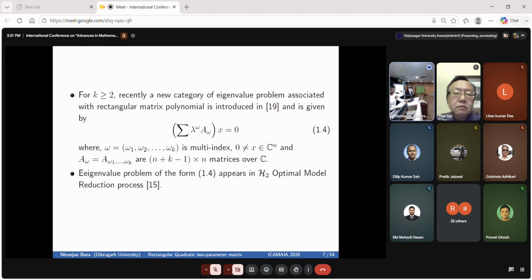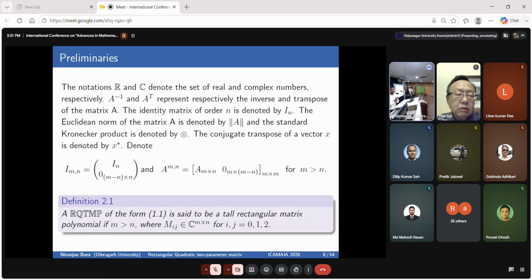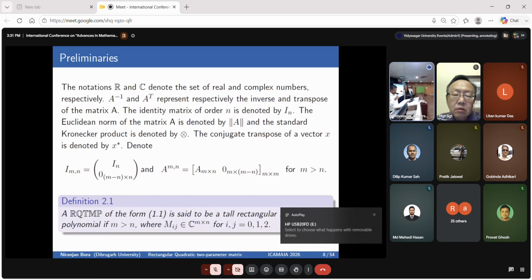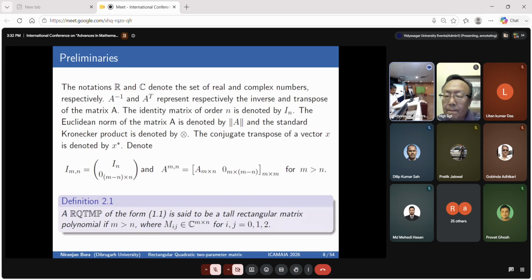So such type of problem appear in H-infinity optimal reduction model in dynamical system. These are some preliminary notations we will use. These are well-known notations. This Euclidean norm will be used in our further discussion. And this I_mn represents a matrix consisting of an identity matrix and a zero matrix of appropriate order. And A to the power mn is a block matrix consisting of coefficient matrix A of size m by n and a zero matrix of appropriate order.